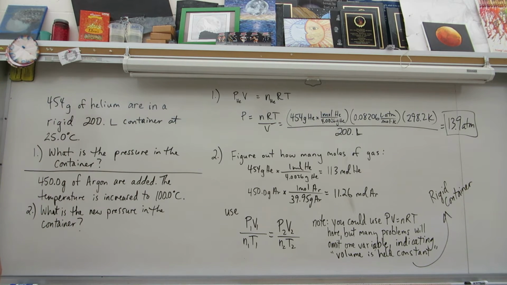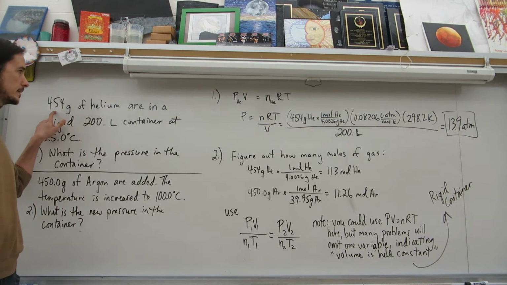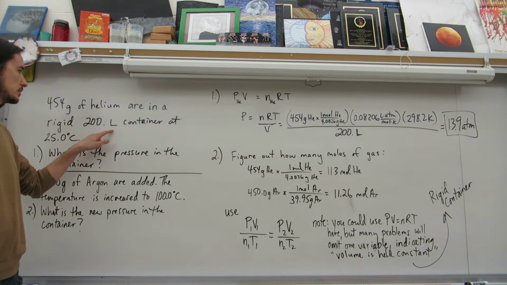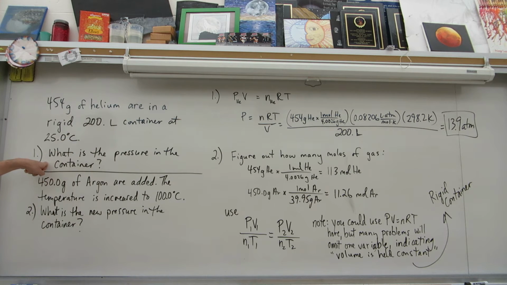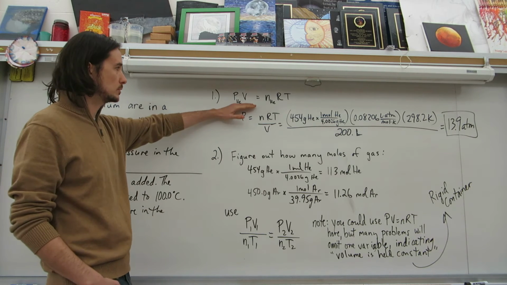Quick problem. You have 454 grams of helium, that's a pound, in a rigid 200-liter container at 25 degrees Celsius. First question is, what's the pressure in the container?